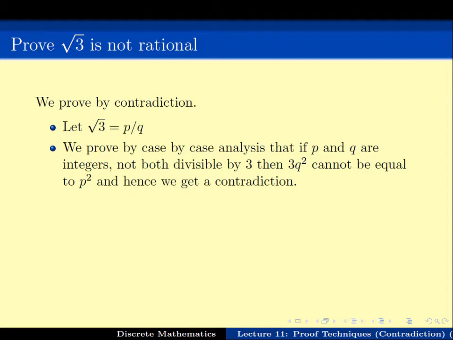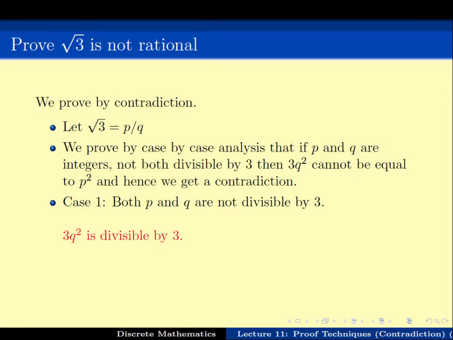Now let's do it by case. Let's consider the first case, when both p and q are not divisible by 3. In that case, 3q square is of course divisible by 3. That we know, because 3q square has a 3 in it. But p square is not divisible by 3, because p is not divisible by 3. So if p square is not divisible by 3, but 3q square is divisible by 3, then can p square be equal to 3q square? Of course not. So 3q square cannot be equal to p square in this case 1.